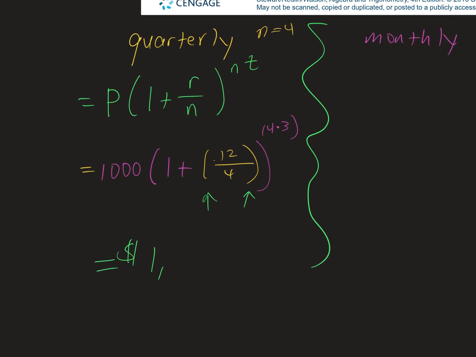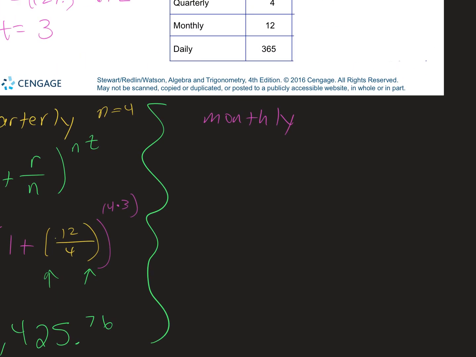1,000, 425, and how much cents? 76, okay? Now, when you do these problems, you can always check to see if you're on the right track. We'll talk about that in a second. But now we're going to do the exact same problem, but we're just going to change how we compound the interest. Now we're going to compound the interest monthly.